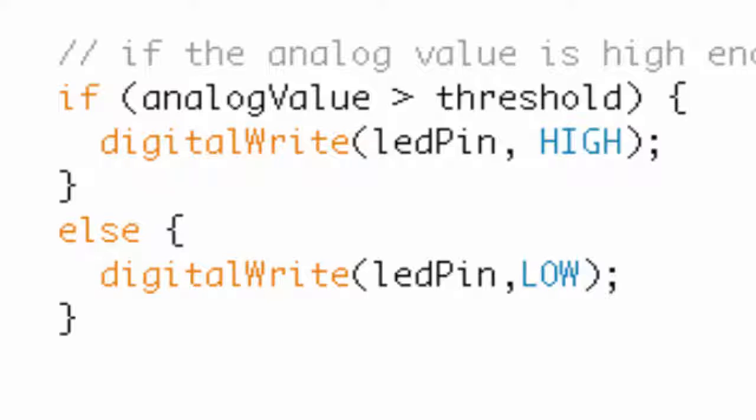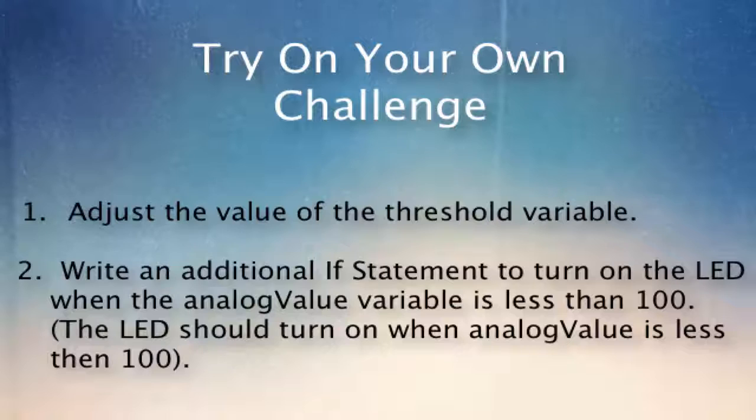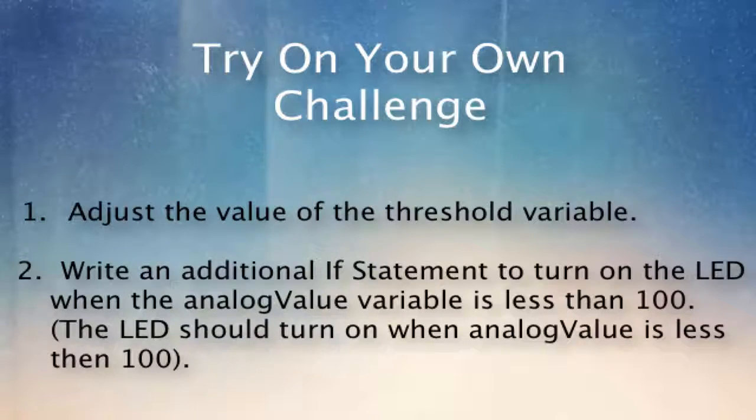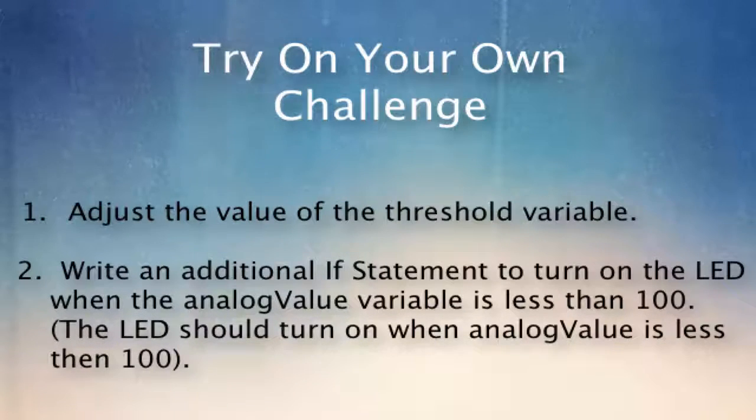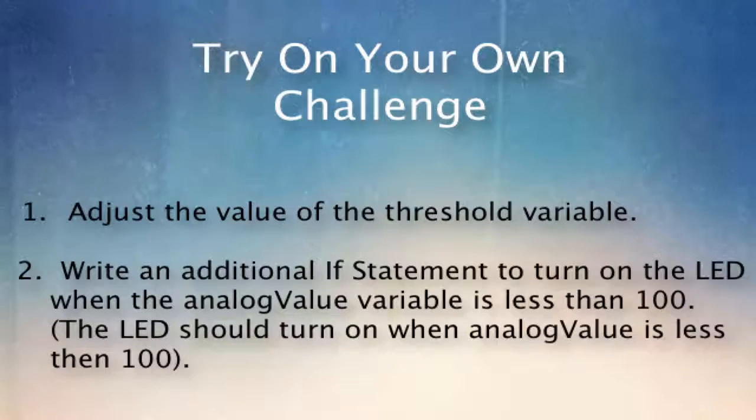So let's go ahead and take a look at the next challenge. The next challenge is to write an additional if statement to turn on the LED when the analog value variable is less than 100. So the LED should turn on when analog value is greater than 400 and when it's less than 100. Okay, so let's go ahead and jump into the code.